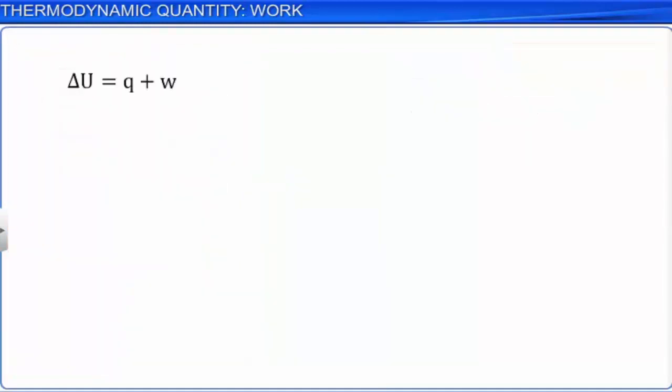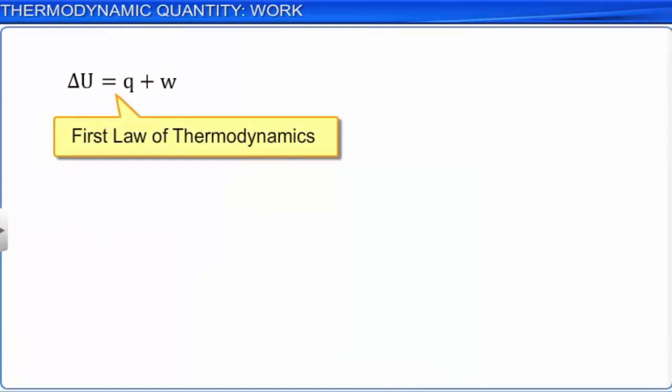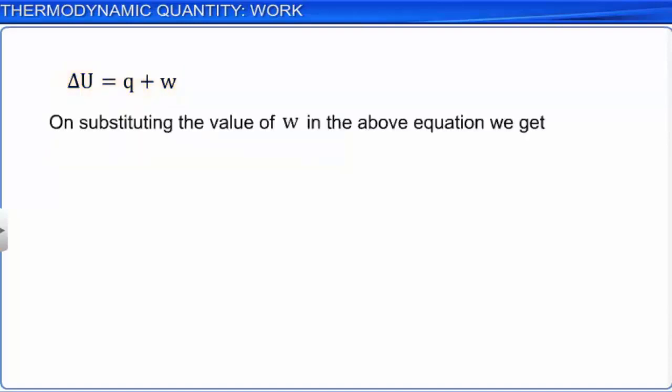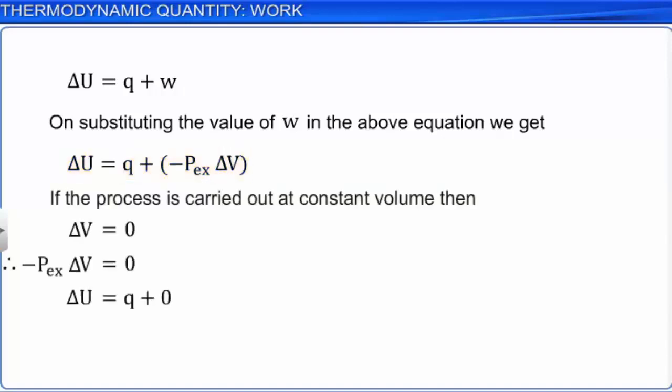We know that according to the first law of thermodynamics, the change in internal energy is represented as delta U equals Q plus W. On substituting the value of W in the above equation, we get delta U equals Q plus minus Pex multiplied by delta V. If the process is carried out at constant volume, delta V is 0. Therefore, work done is also 0. Hence, at constant volume, delta U equals QV, where QV is heat supplied at constant volume.